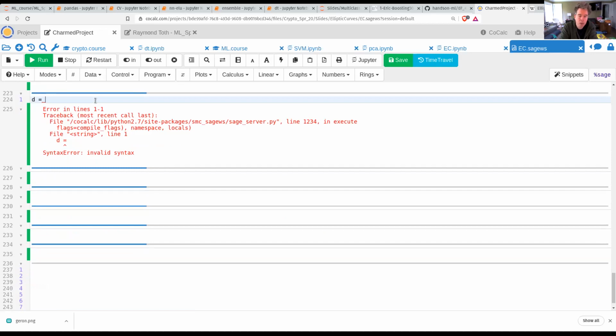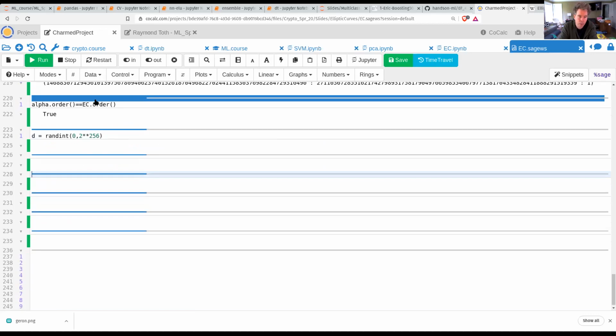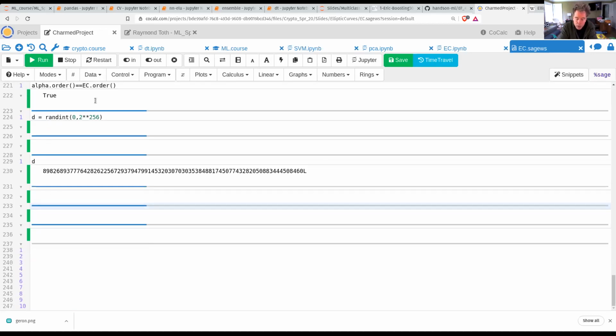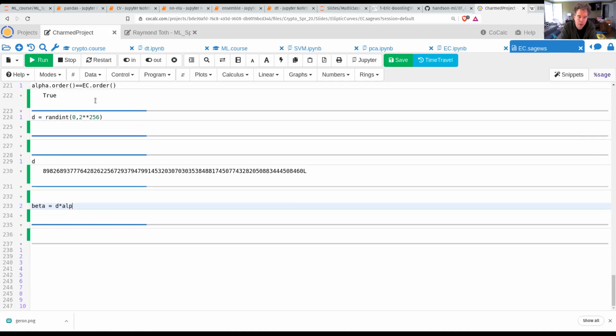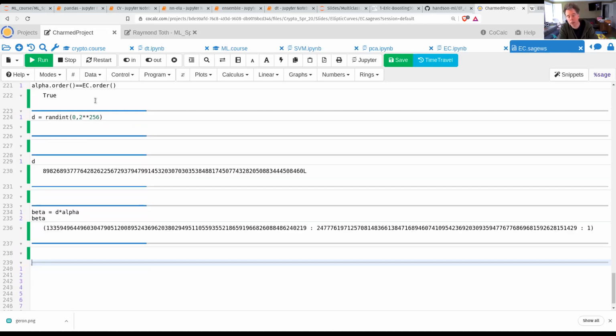So this will be some big random number, something between 0 and like 2 to the 256. So let's see what we actually get. So D turns out to be that. And now we could do beta is equal to D times alpha. And what is beta? Okay, all right, it's that.